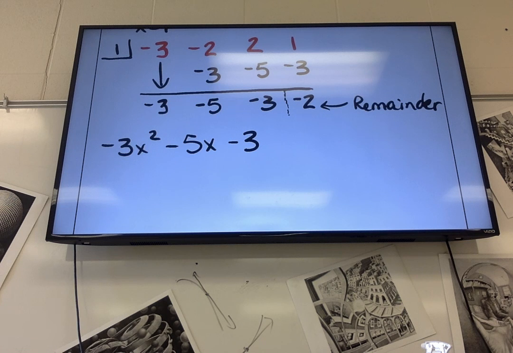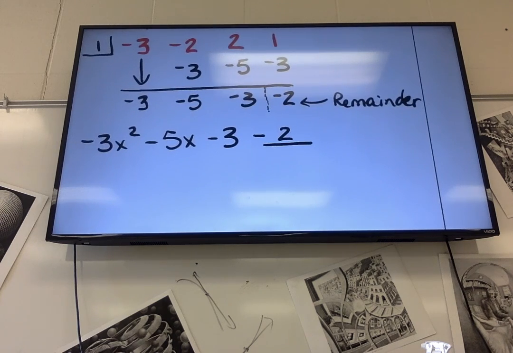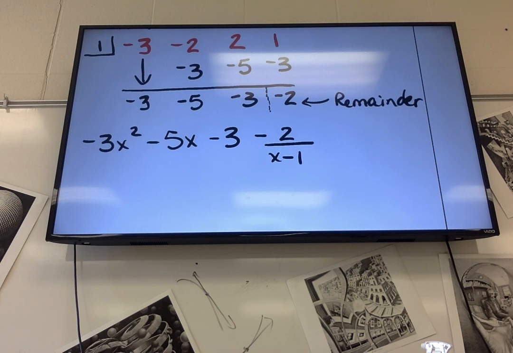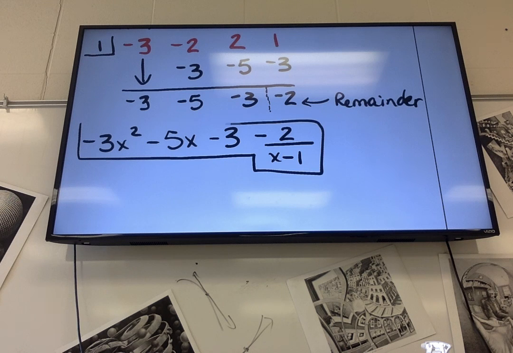And then I do the remainder. The remainder is always whatever that number is, so minus 2 over what you were dividing by, which was x minus 1. Remember how when we divide out things and we put the remainder over the number that was in front, like 2/3, 1/2, that's what we're doing here. And that's our answer.